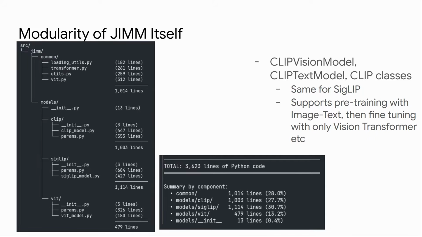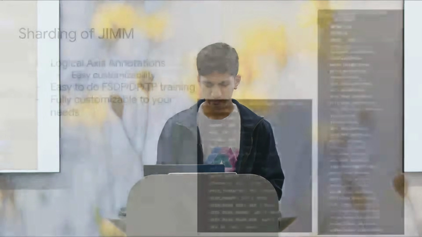So we support pre-training with image-text on any scale. And we'll talk a bit more about how we achieve the sharding a little bit later. And also fine-tuning downstream with only your vision transformer or only your text model, so that you can do your big pre-training run and then do post-training on, let's say, PyTorch GPUs and make it also very easy to use.